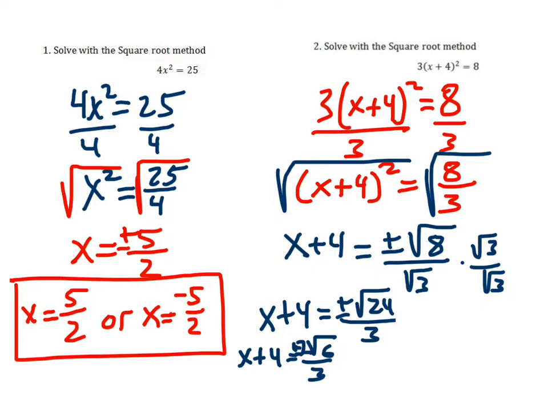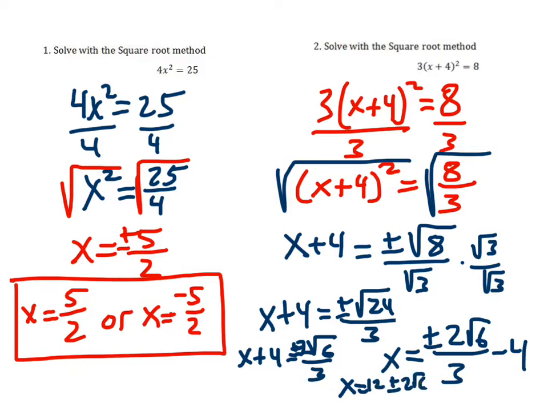Okay, and then what we need to do is go ahead and subtract 4 from both sides. In the end, we have x equals plus or minus 2 square root of 6 over 3 minus 4. If we wanted to clean that up a little bit, we could make this minus 4 into 12 thirds, and we can have x equals 12 plus or minus 2 square root of 6 all over 3.